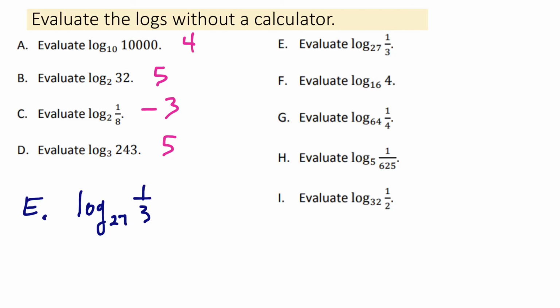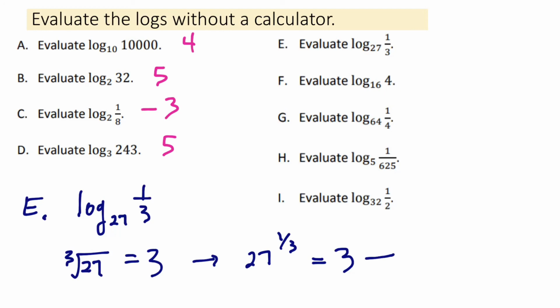So we know that the cube root of 27 is equal to 3, and that's the same thing as saying 27 to the 1/3 power is equal to 3. All right? So if 27 to the 1/3 power is equal to 3, then that means that 27 to the -1/3 power will bring that 3 down below, so it'll be 1/3. So this is the exponent we're looking for, -1/3.